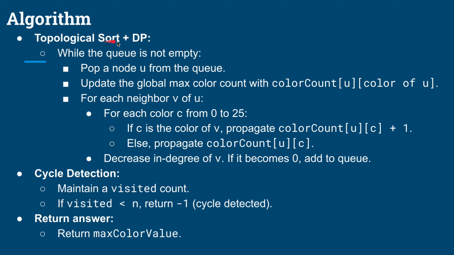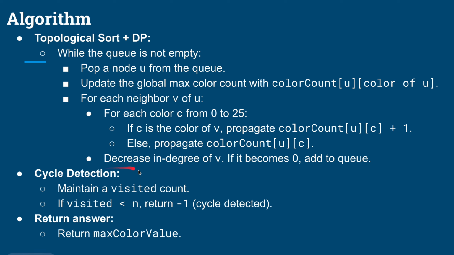Then we'll use the topological sort, you can say DP. There we'll make a condition: while the queue is not empty, we'll pop a node from the queue, and we'll update the global max color count with the color count of u and the color of u. For each neighbor v of u, for each color c from 0 to 25, if c is the color of v, we'll propagate the color count plus 1, otherwise we will propagate the color count from u to v, right? And then we'll decrease the in-degree of v, and if it becomes 0, add it to the queue.